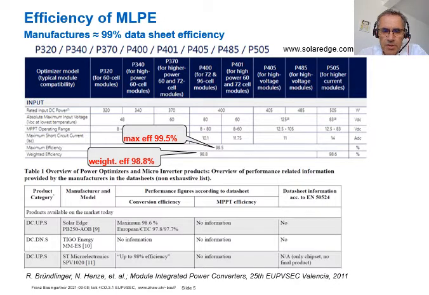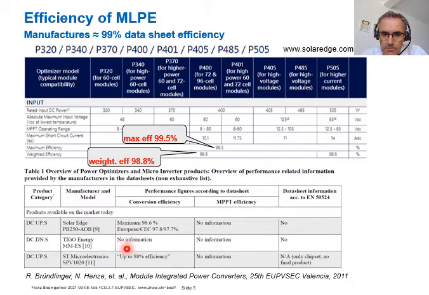So what about the efficiency of these DC-DC converters? The datasheet values show, for example from that manufacturer, 99.5% as a maximum, and they give a weighted efficiency that is about 1% less. But this weighted efficiency is not the right one, because it is the same weighting as for the European or California efficiency, coming only from the irradiance distribution. And we will see at the end of the talk that this is not the right weighting factor.